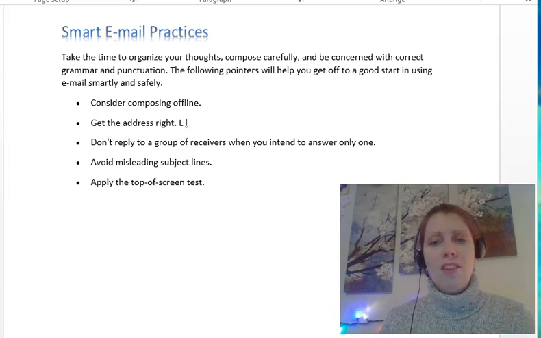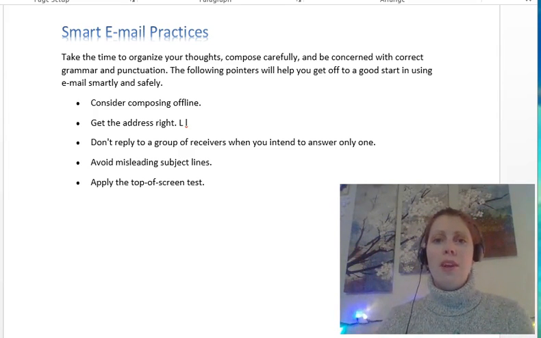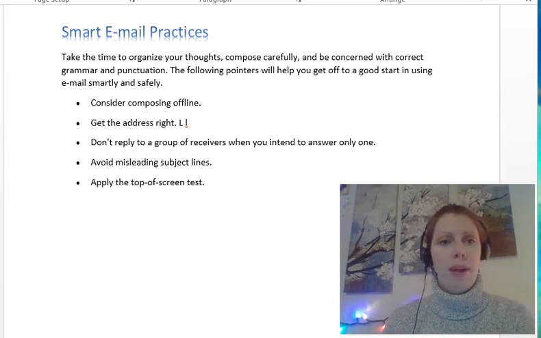And apply the top of screen test. So when readers open your message, look at the first thing that they'll see, the first screen. Will they see what's significant when they open their email? So like you right now can see the smart email practices and the bullet points. You can't see what's below that and on the next page, but that's what it means. When you open it up, what can they see right away?